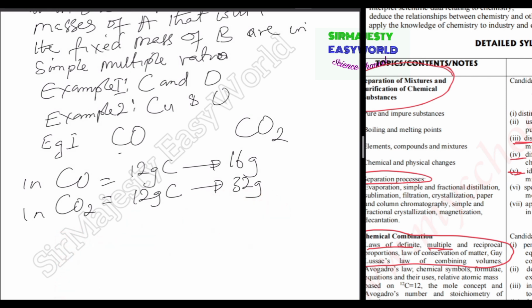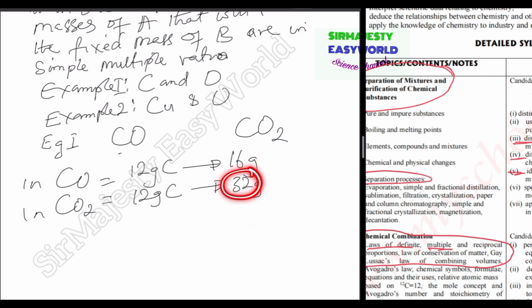So this place cannot be 16 and here 28, because 28 is in no way a multiple of 16. So if here is 16, here is allowed to be 64. Do you know why? Because 64 is a multiple of 16. 16 times 4 is 64.